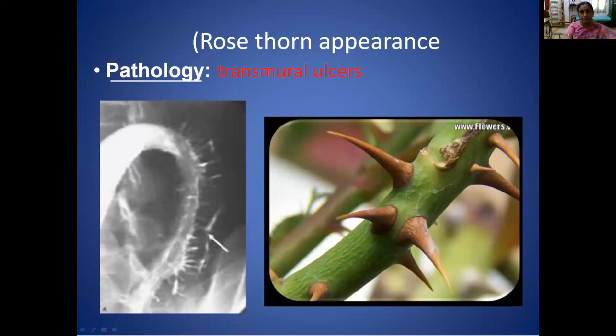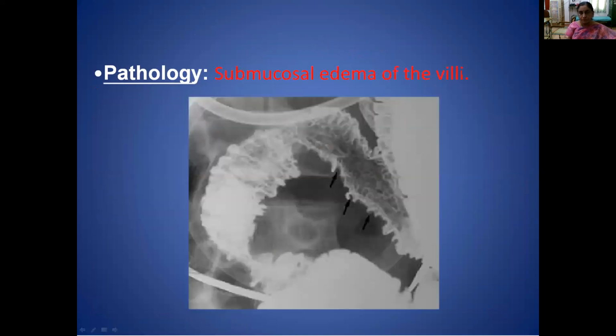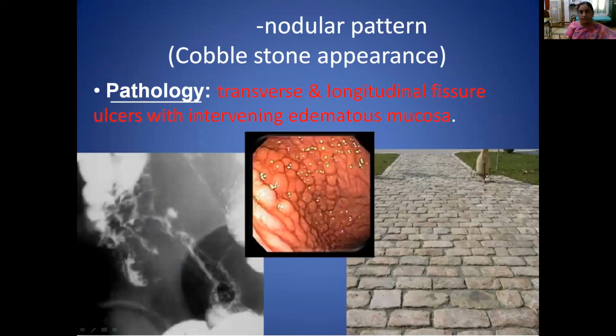That is the rose-thorn appearance. The third one is submucosal edema of the villi. The fourth one is a nodular pattern, also known as cobblestone appearance. You can see the endoscopic view in the middle also. On the right side, you can see the cobblestone appearance in barium. That is because of the ulcerations in between the areas.